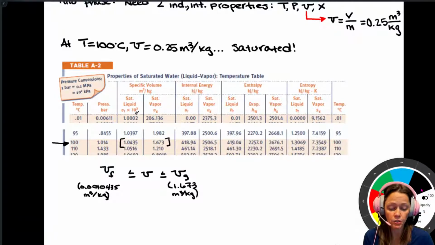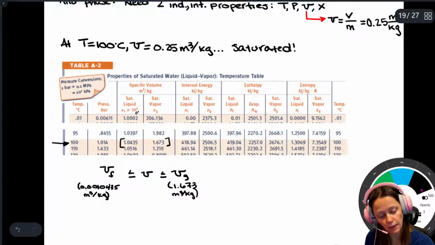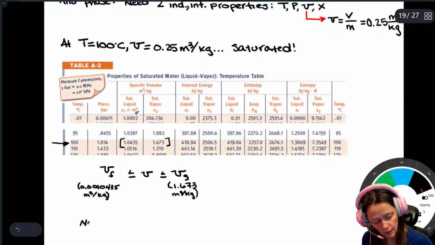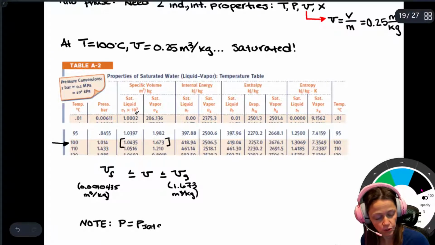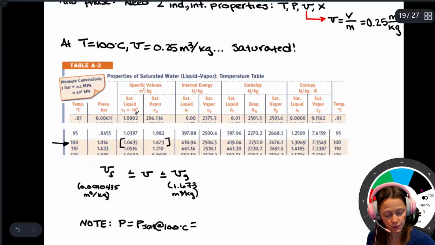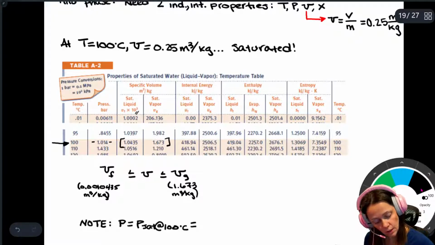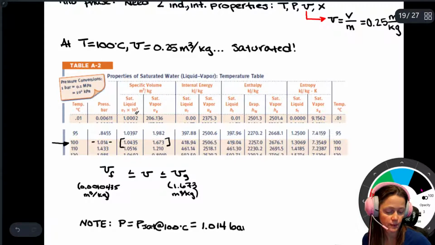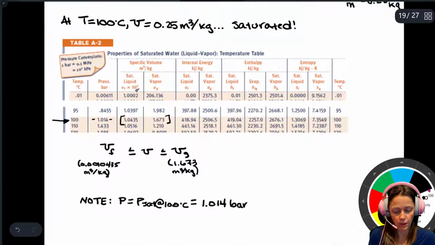So I'll make a note: if I did need the pressure, it's just the saturation pressure, because we've determined that it's saturated, and there's only one possible pressure that it could be at, and that would be the saturation pressure. So 1.014 bar. We need to find out what our quality is.